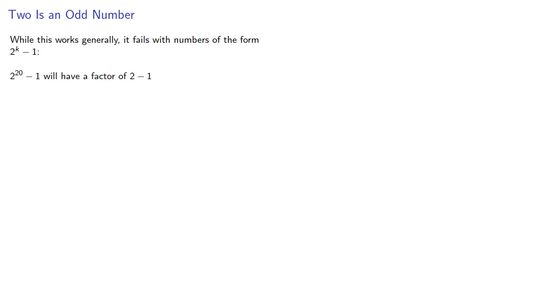Now remember, 2 is an odd number. While this works generally, it will fail with numbers of the form 2 to the k minus 1. In particular, something like 2 to the 20th minus 1 will have a factor of 2 minus 1, but that's just 1. So what else can we try?